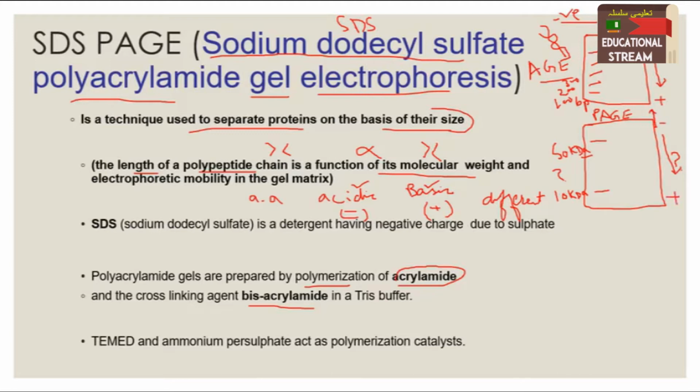To prevent this confusion in protein movement, we use a chemical which is actually a detergent, known as sodium dodecyl sulfate. This sodium dodecyl sulfate has a negative charge because of the presence of the sulfate. So when we treat our protein with sodium dodecyl sulfate, it gives a negative charge to the protein.